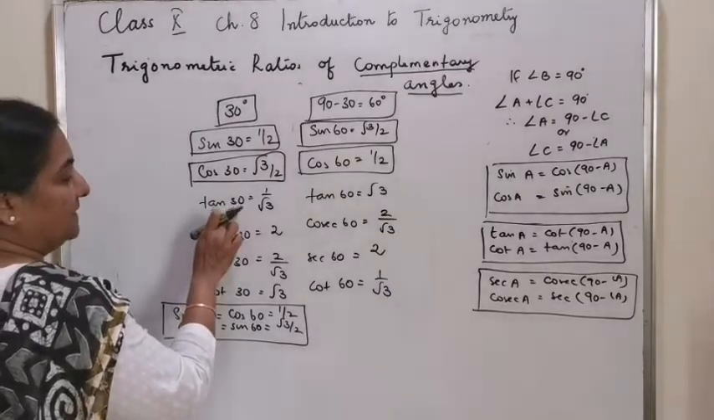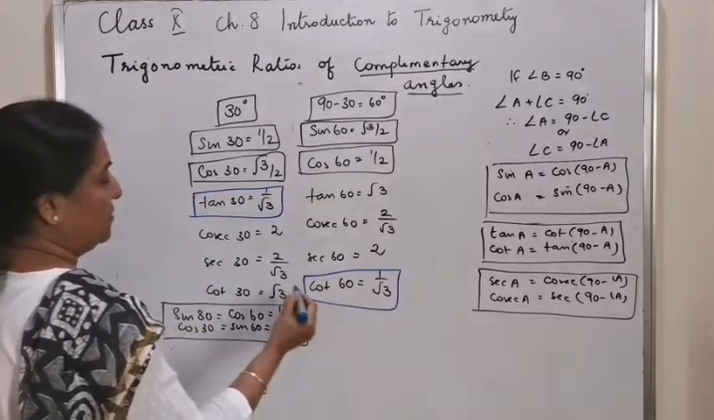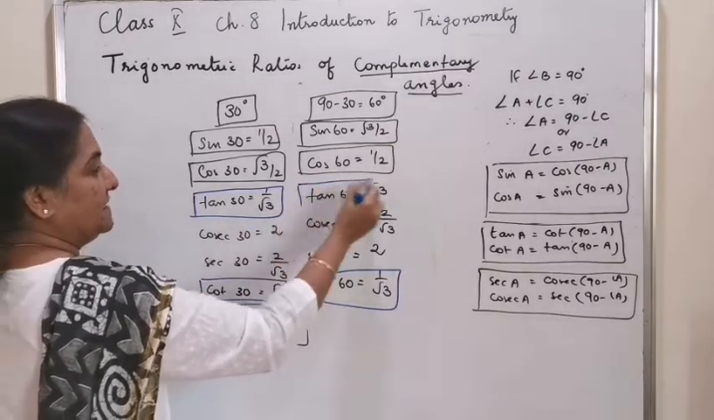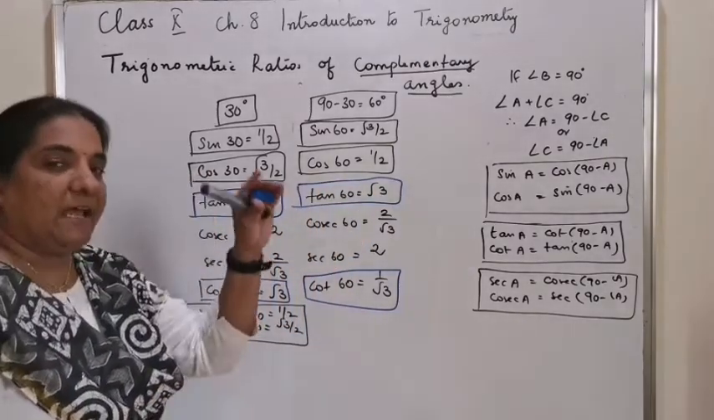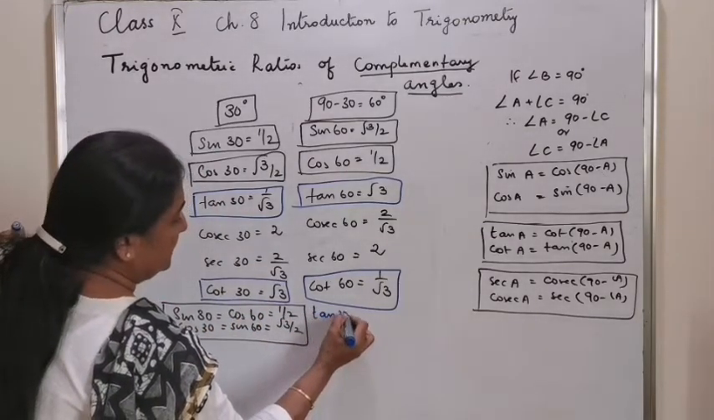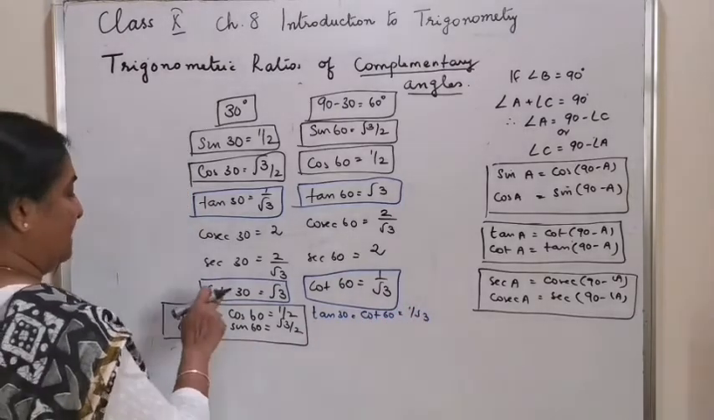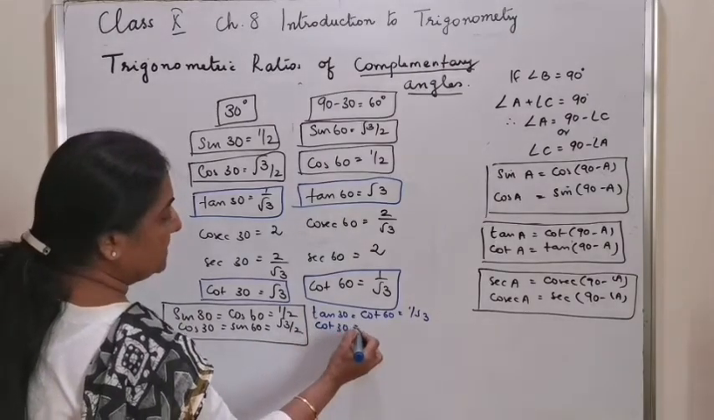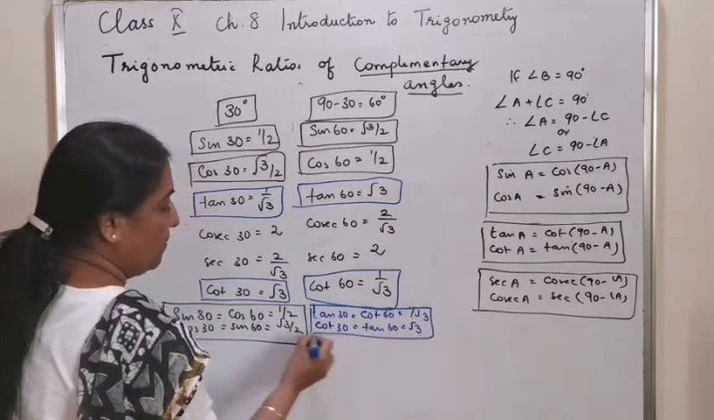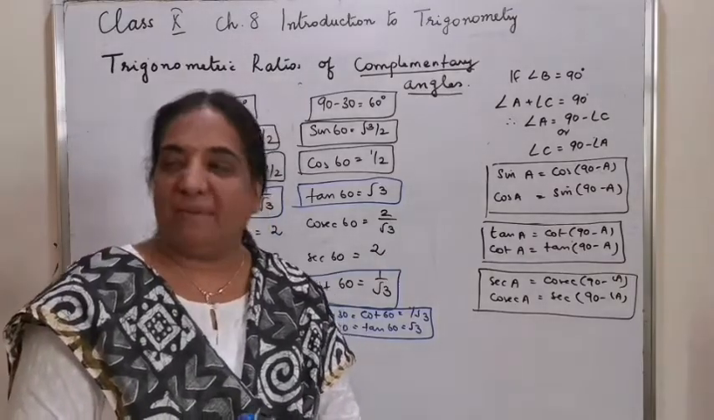It is tan 30 and cot 60. You see here, tan 30 and cot 60, then cot 30 and tan 60. That means tan and cot are complementary, which shows that tan 30 is equal to cot 60 is equal to 1 by root 3. Similarly, cot 30 is equal to tan 60 is equal to root 3, the second pair of complementary angles. And what is the third pair of complementary angles?